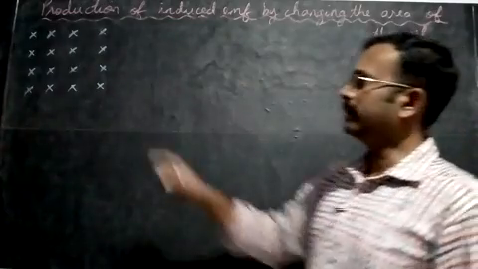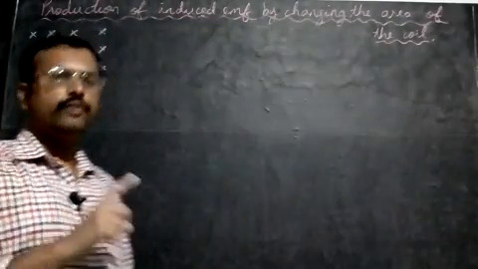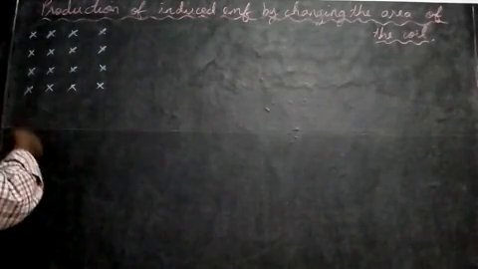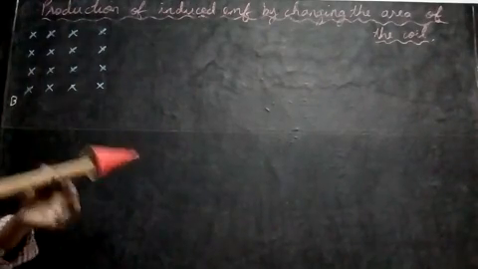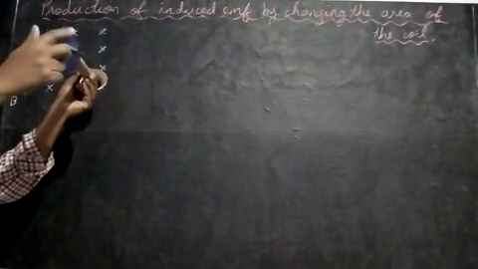Let us now study the production of induced EMF by changing the area of the coil. Now we have a uniform magnetic field. This is the magnetic field here, given by B. It's pointing into the board. You can see that the magnetic field is represented by a vector. Pointing inward into the board means we can see the tail feathers here, so that's why we write it as X here.